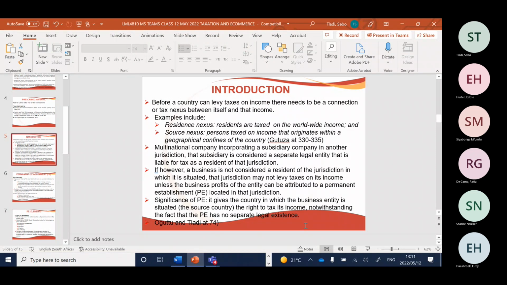Therefore, the significance of PE, or permanent establishment, is that it gives the country in which the business entity is situated, the source country, the right to tax its income, notwithstanding the fact that the PE has no separate legal existence.